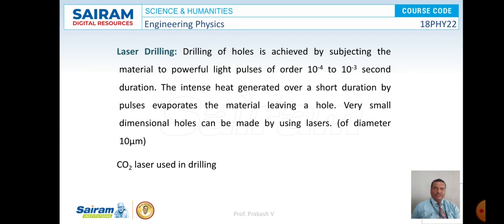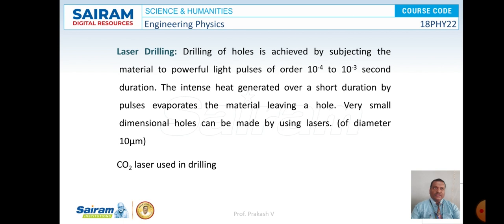And one more is laser drilling. Drilling of holes is achieved by subjecting the material to a powerful light pulse of the order of 10 to the power of minus 4 to 10 to the power of minus 3 seconds duration.